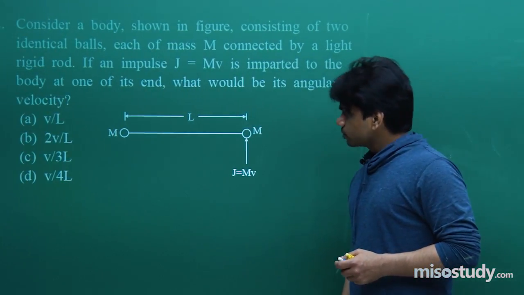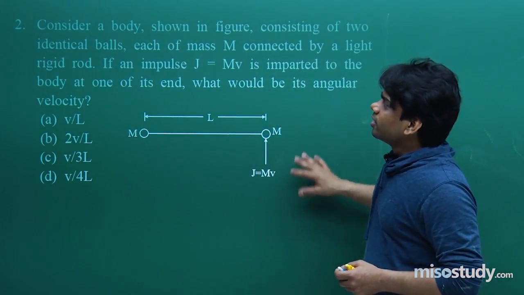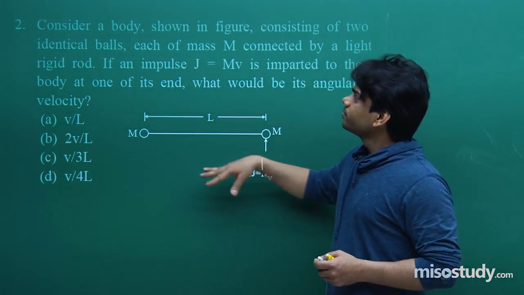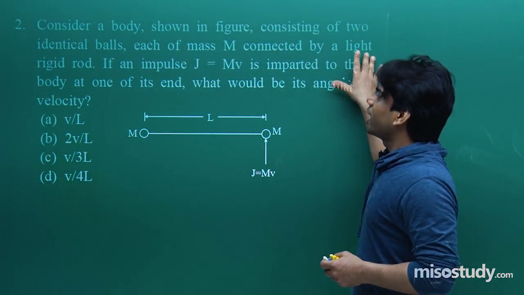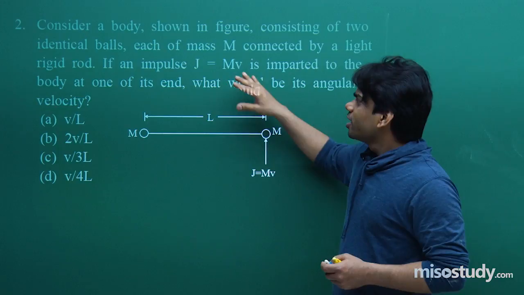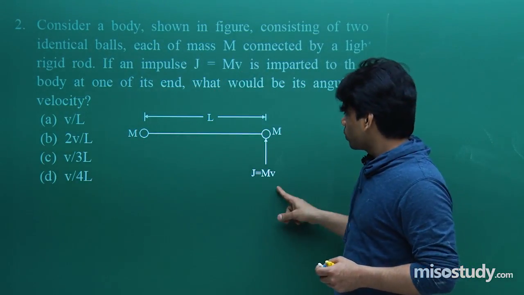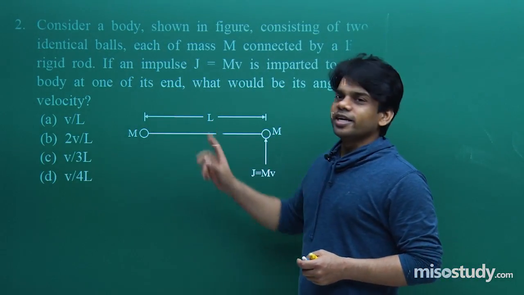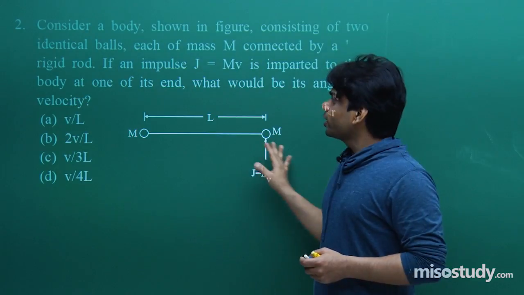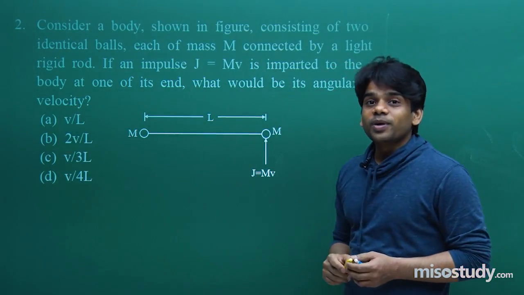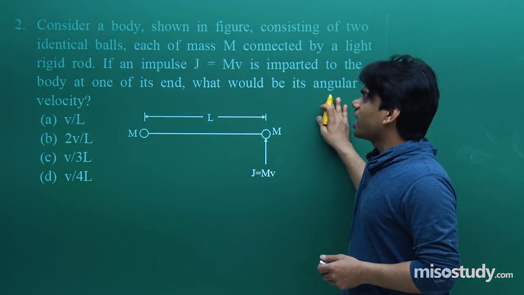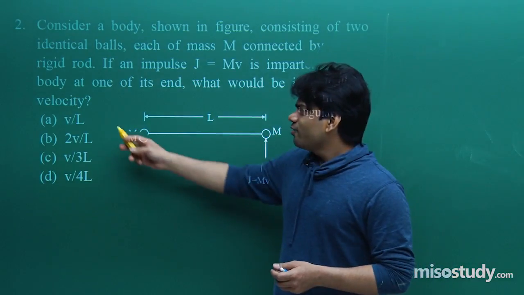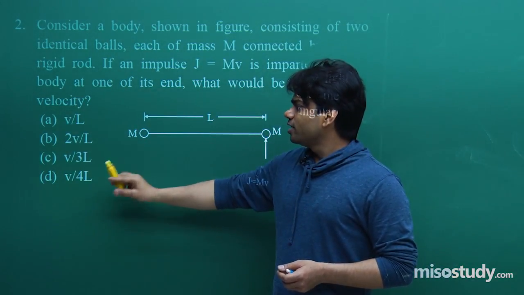Question number 2. Again, this is a previous year question. Consider a body shown in the figure consisting of two identical balls, each of mass M, connected by a light rigid rod. If an impulse J equals mv is imparted to the body at one of its ends, what would be its angular velocity? For the entire system, we have to find its angular velocity. Options: A, v by L; B, 2v by L; C, v by 3L; D, v by 4L.